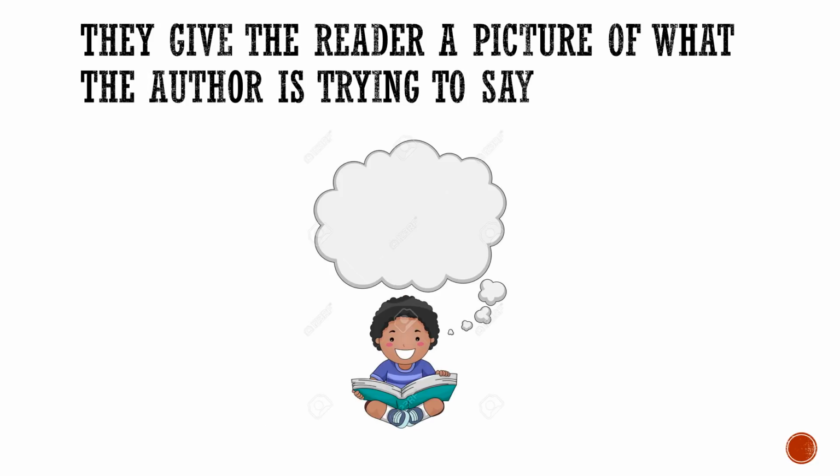Another reason that an author might use a simile or a metaphor is to give the reader a picture of what the author is trying to say. They give us a very specific image in our mind. For example, in the simile, her eyes were as blue as the sky, it gives us a much more specific picture of how blue her eyes are. If it just said her eyes are blue, we might imagine any shade of blue, a darker blue or a grayish blue. But when the author says her eyes were as blue as the sky, we know that they're the color the sky is, that pure blue color. So it gives us a very specific picture of what her eyes look like.